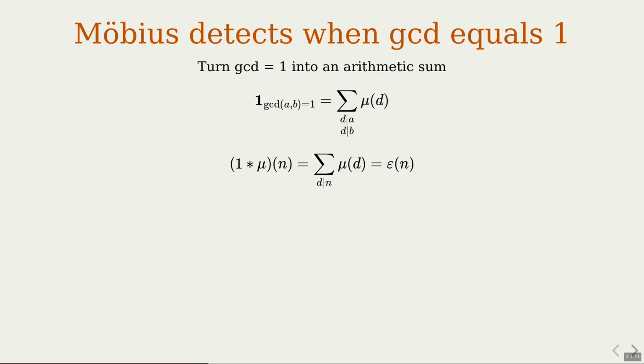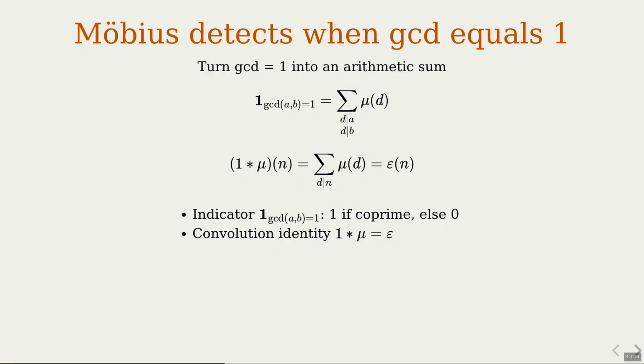If we take n to be the greatest common divisor of a and b, that is exactly the sum over all common divisors. The indicator, 1 when the greatest common divisor of a and b equals 1, is 1 if they are coprime. Otherwise, it is 0. So if the GCD is 1, the sum over its divisors is just mu of 1, which is 1.